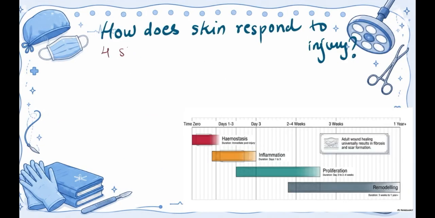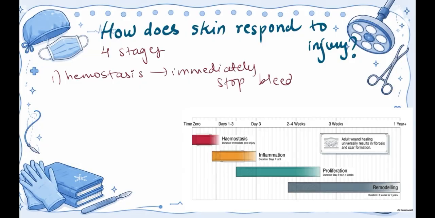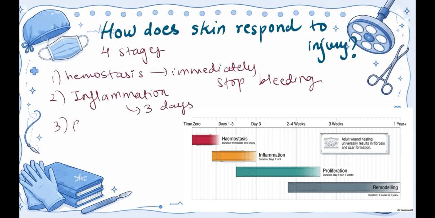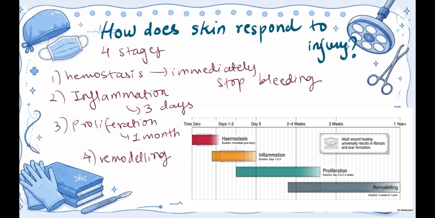When adult skin is injured, it heals through 4 overlapping stages. The process begins at time 0. First, hemostasis occurs immediately to stop the bleeding. Then, inflammation follows. This spans the first 3 days. Next is proliferation. This phase builds new tissue over the first month. Finally, remodeling takes over. This final stage can last for over a year. Ultimately, adult wound healing universally results in fibrosis. You probably know this simply as a scar.